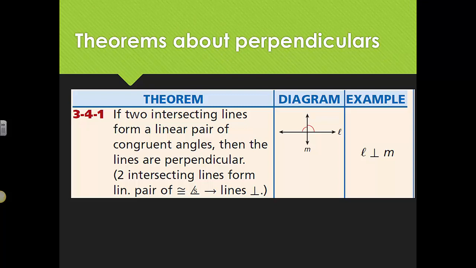This theorem doesn't have a name, but if we were to use this theorem as our justification, we would just write: two intersecting lines form a linear pair of congruent angles. That implies that the lines are perpendicular.